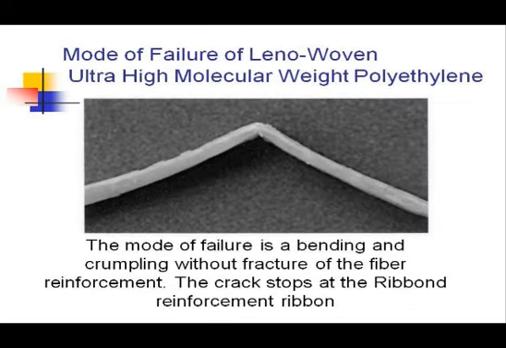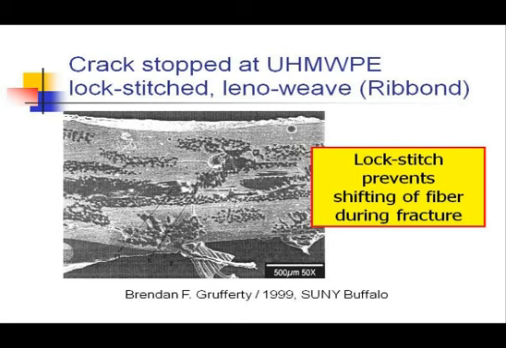With a polyethylene, ultra-high molecular weight polyethylene fiber, the failure mode is not cracking. The composite cracks. The polyethylene lock-stitch weave of the Rib-On stops that crack, and the failure mode becomes bending. And so the crack stops at the fiber, at the nodes of the fiber weave. In fact, when we look at an SEM of the failure mode, we see absolutely no pull-out of fibers.